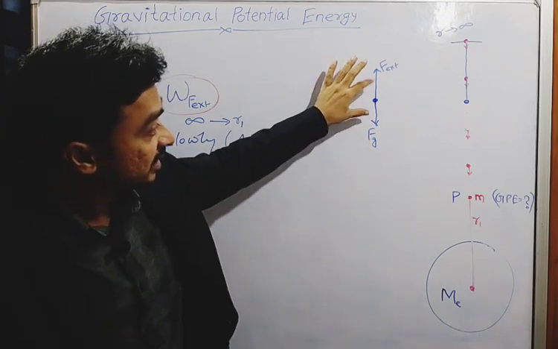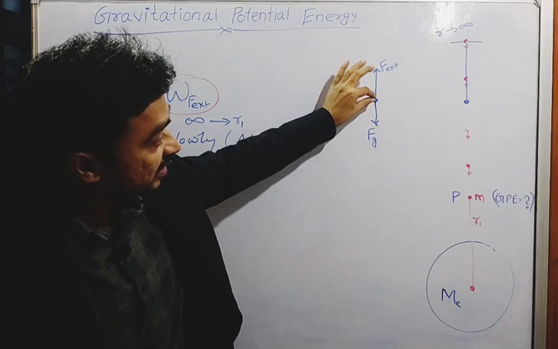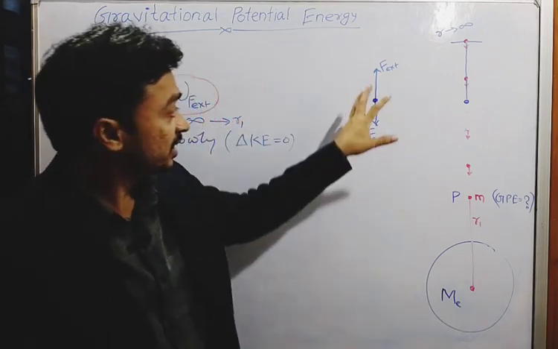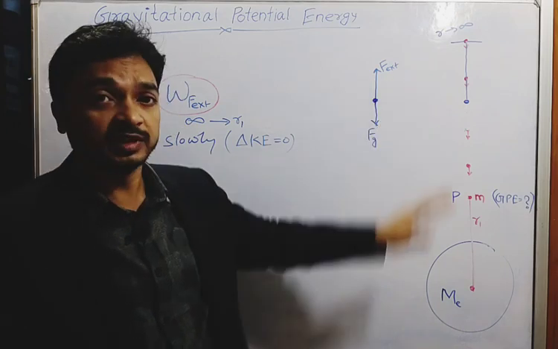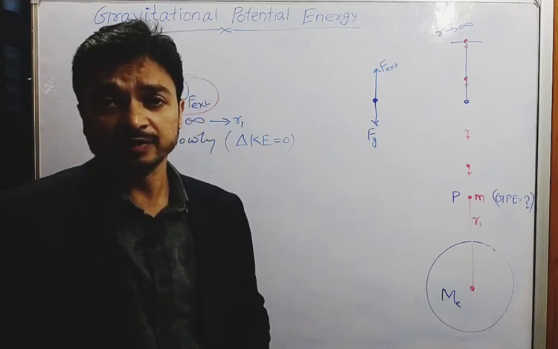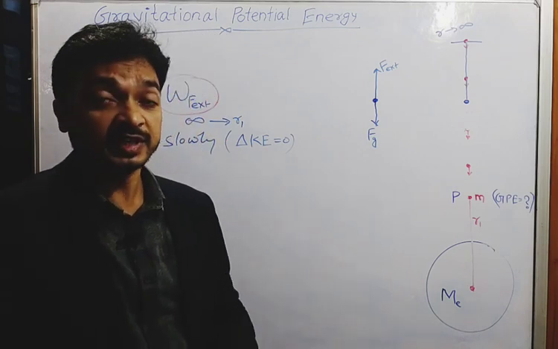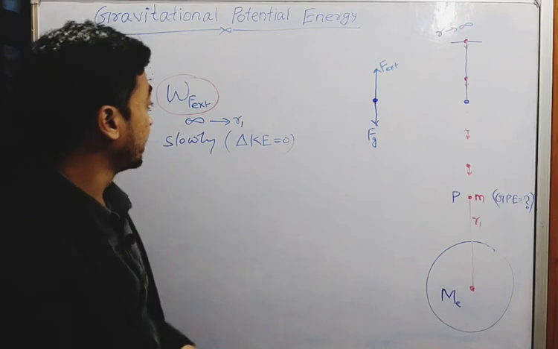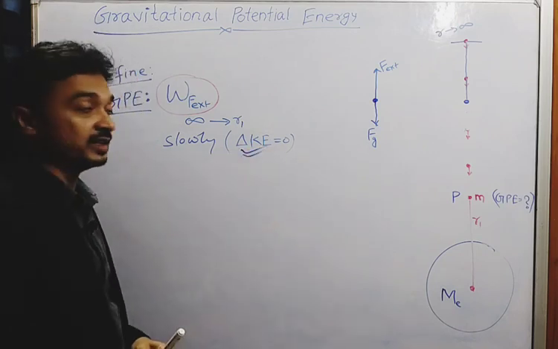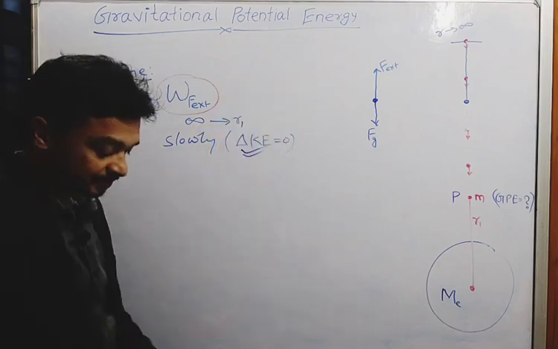If you balance, then the net force acting on this object is 0, so the net acceleration is 0. If acceleration is 0, then the change in velocity will be 0, and if the change in velocity is 0, that means the change in kinetic energy is 0. This was the condition to be fulfilled.